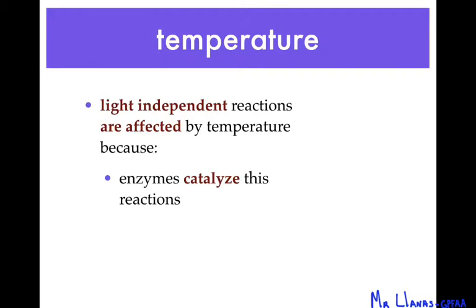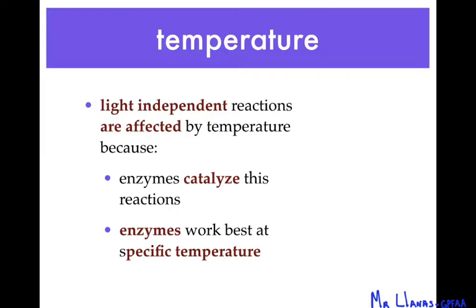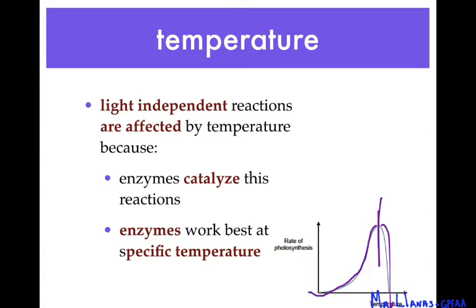Temperature, same thing. Light independent reactions are affected by temperature because enzymes are the ones that are making this reaction happen. So we know that enzymes are affected by temperature. If you increase the temperature after that optimal temperature, which is right here, you see the big drop off. If you lower it, you can see how it's dropping off, and eventually it's going to denature and it's not going to function the way it should.